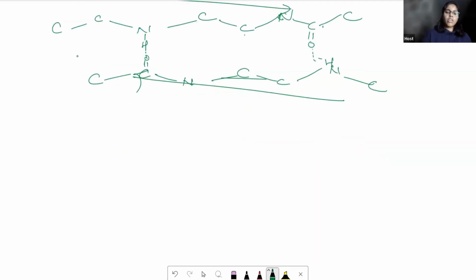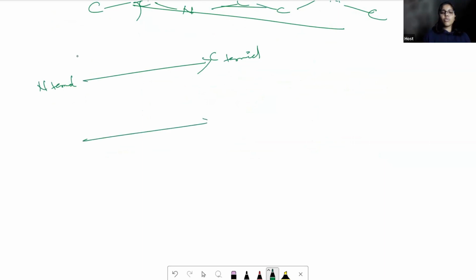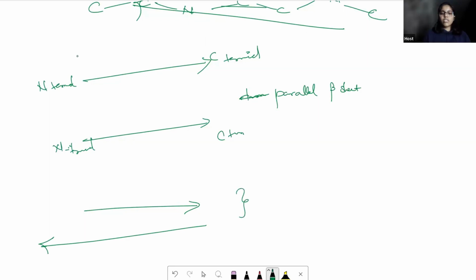How do we decide the orientation of the amino acids? We decide the orientation of the amino acid based on the N-terminal and the C-terminal. So if both the amino acid chains have the same direction, N-terminal and C-terminal, these beta sheets are called parallel beta sheets. If you have them in anti-parallel fashion, these are called anti-parallel beta sheets.